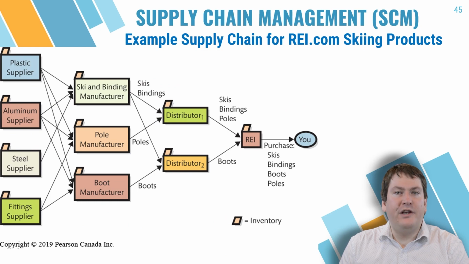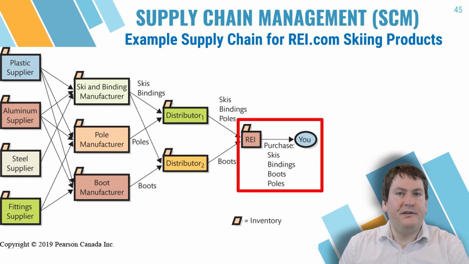Here we have the supply chain for REI, an online retailer of recreational equipment. In this case, we're looking specifically just at skiing products. Let's imagine you're purchasing some skis, bindings, boots, and poles from REI for an upcoming ski trip. These were all likely already in REI's inventory, as they showed in stock on their website, which allowed you to purchase them.